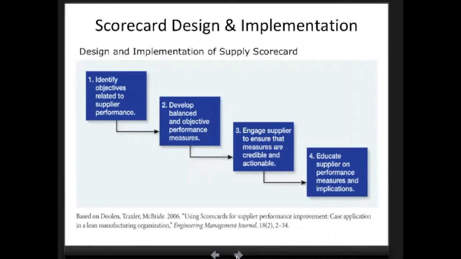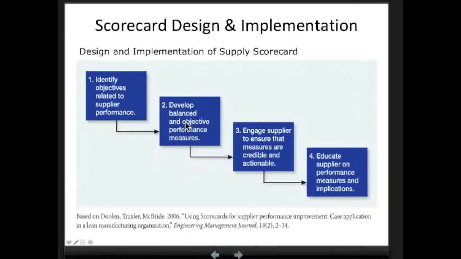Scorecard was the last step, where you are providing information to the supplier as to how they are performing. And there again, there is a design process that you follow and implement. You identify the objectives that are related to supplier's performance. Typically it is multidimensional, where you have cost considerations, quality, delivery, innovation sometimes. Then you develop a balanced and objective performance measure.